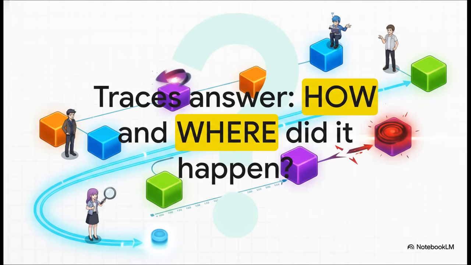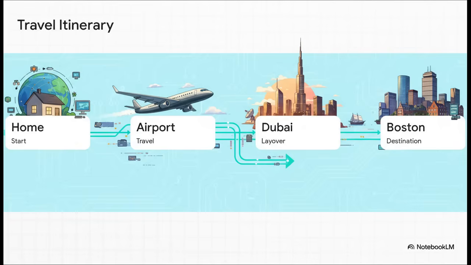It literally follows a single request from the moment it hits your system through every single service it touches, all the way until a response is sent back to the user. The best way to think about tracing is with a simple travel analogy. Let's say you're flying somewhere. You don't just magically appear in Boston, right? You have an itinerary. You go from your house to the airport, then you fly to a layover, say in Dubai, and then you fly to Boston. Each one of those steps is a distinct part of the journey.